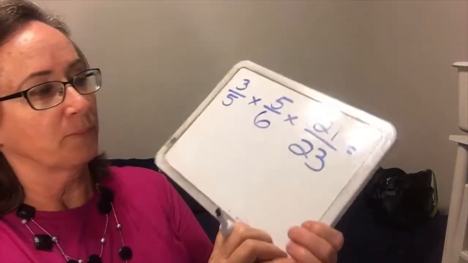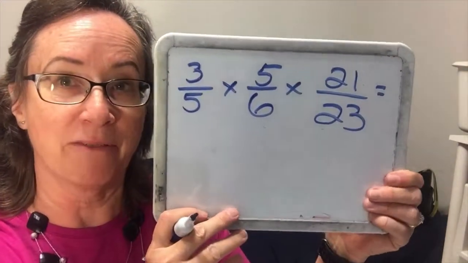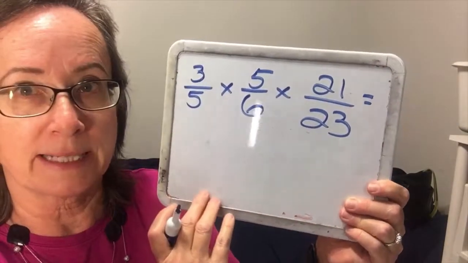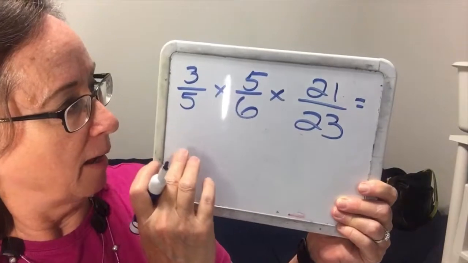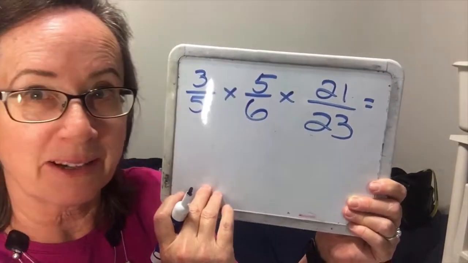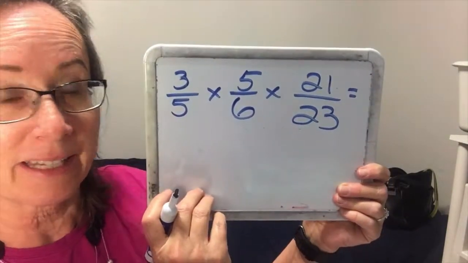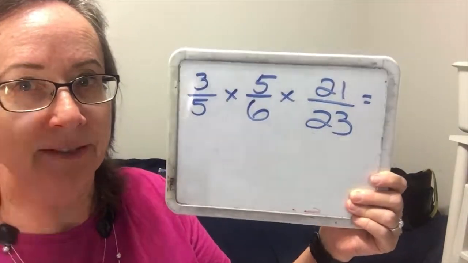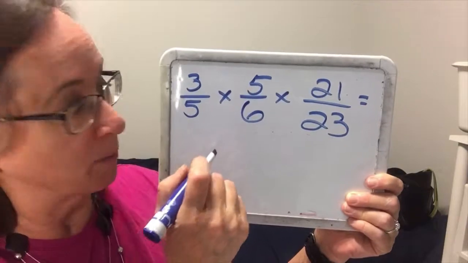The next problem is this one. I have 3 fractions that we're going to multiply together. If you look carefully, we have some cool factoring that's going to go on here. Turn this just a little bit to get the glare off. Okay, so we have some cool factoring.